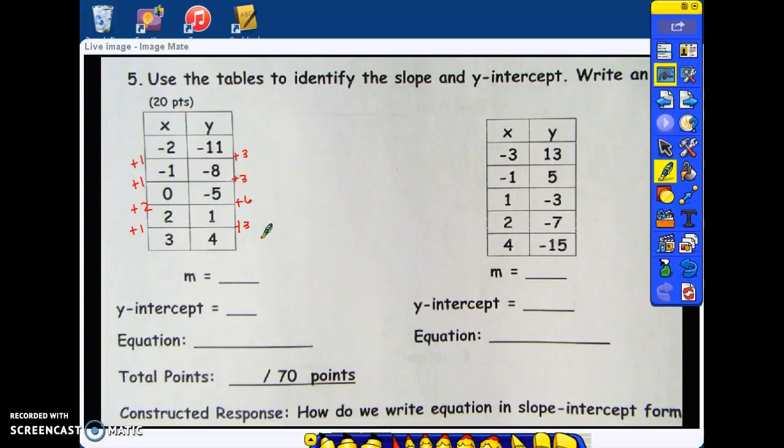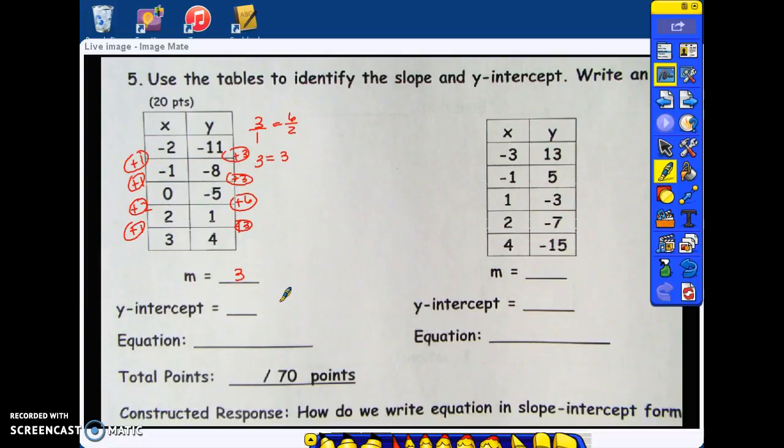Constant rate of change is the change in y over the change in x. I have 3 over 1 again, 6 over 2, and 3 over 1. 3 over 1 simplifies to 3. 6 over 2 simplifies to 3. So my constant rate of change, or my slope, is going to be 3. This table is increasing at a rate of 3 every single time.